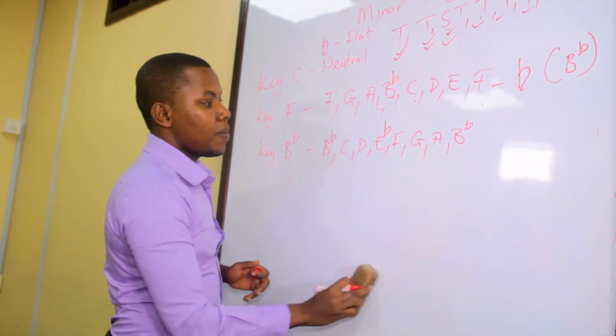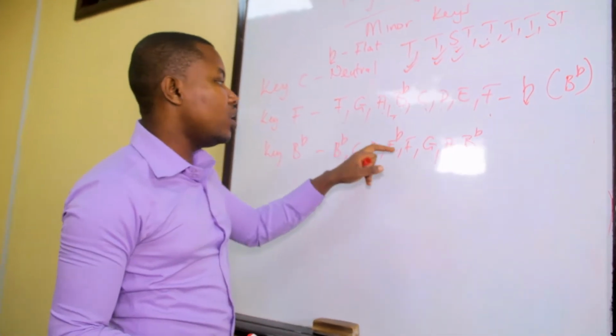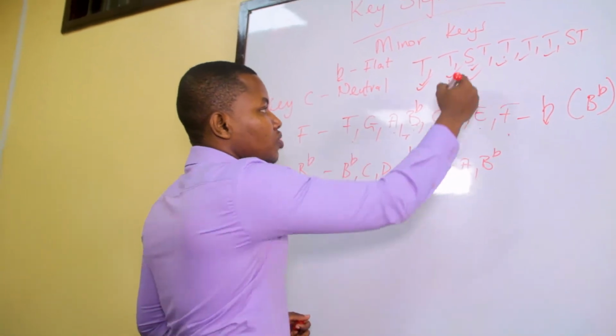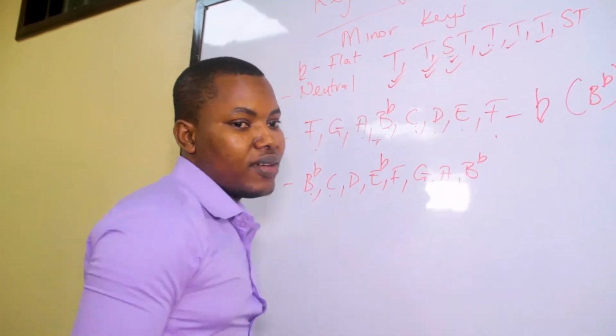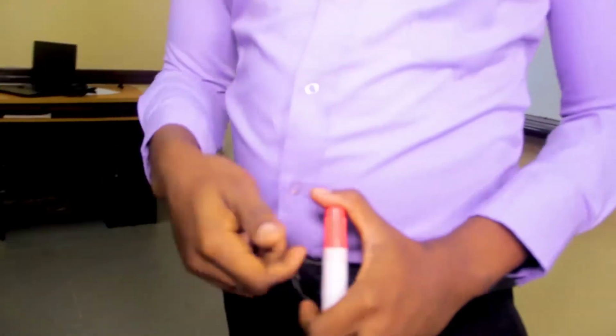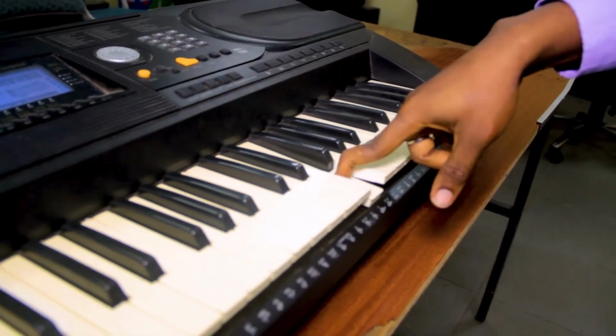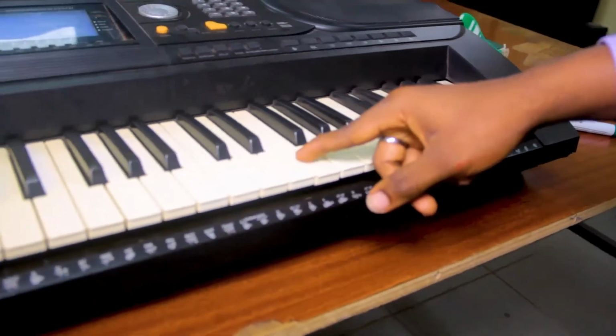Hope you are getting it. So this is E flat. So E flat to F. Is it a tone or a semitone? Now we've checked. Now we need a tone. E flat to F. So we go to our keyboard. This is E flat to F. It's a tone, right? And why is it a tone?